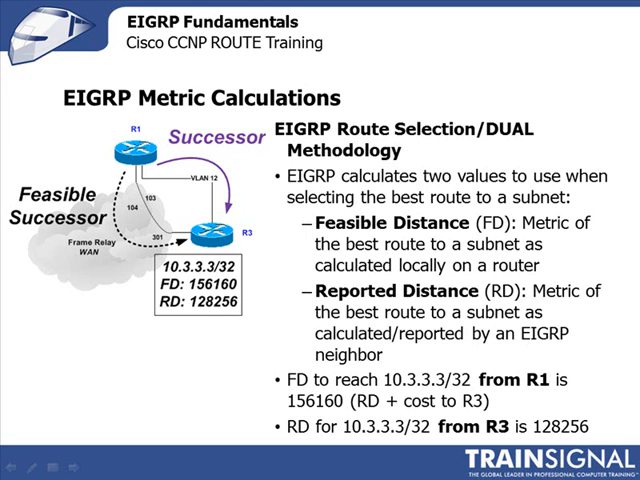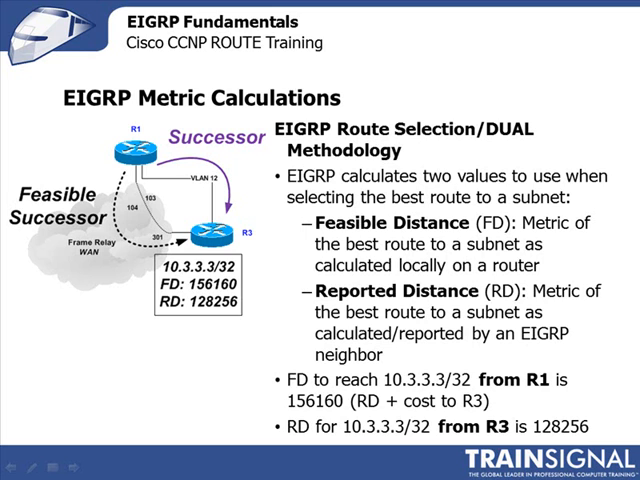But reported distance is the metric of the best route to a subnet as calculated by the next hop or upstream neighbor. In this case, R3. 10.3.3.3/32 lives on R3, and R3 is reporting what the best metric is to that particular network. So feasible distance is R1's viewpoint of the network. Reported distance is R3's view of the network. If the subnet was actually several routers up, it would still be the next hop router that's talking about what its perspective is to be able to reach that particular route. So feasible distance and reported distance.